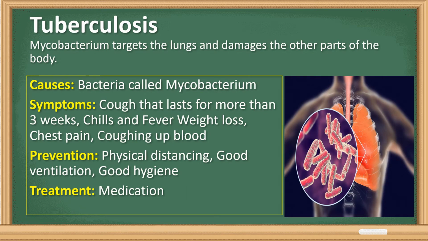Another disease that could affect our respiratory system is tuberculosis. Tuberculosis is caused by Mycobacterium tuberculosis. It is the bacteria that could get inside of our lungs. Mycobacterium tuberculosis targets the lungs and damages other parts of our body. Causes: bacteria called Mycobacterium tuberculosis. Symptoms: cough that lasts for more than 3 weeks, chills and fever, weight loss, chest pain, coughing up blood.